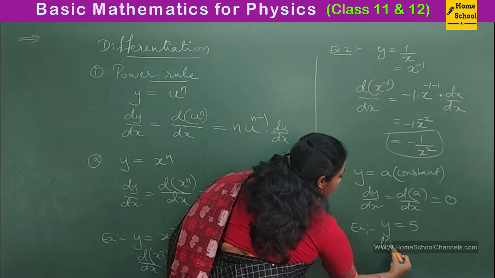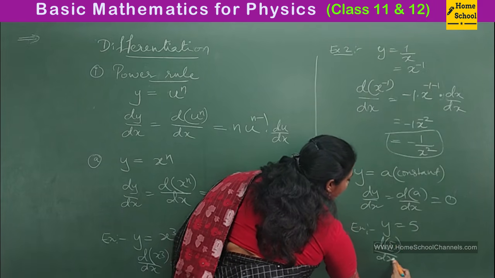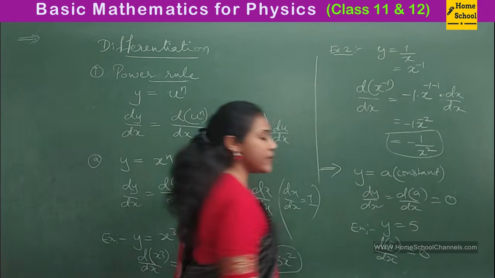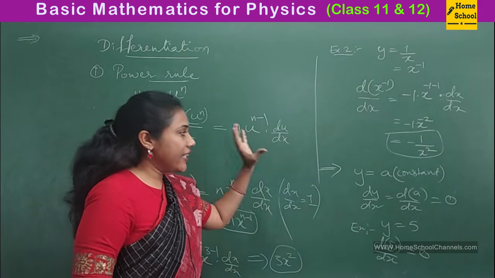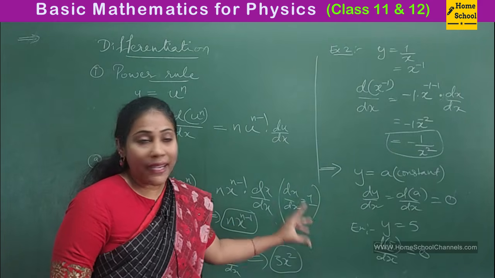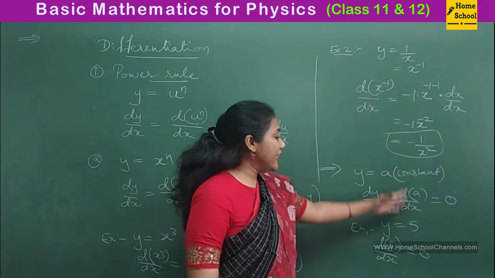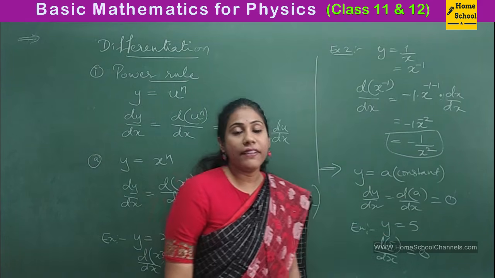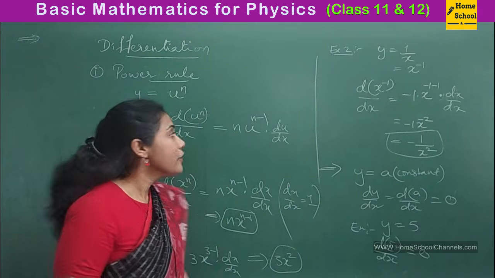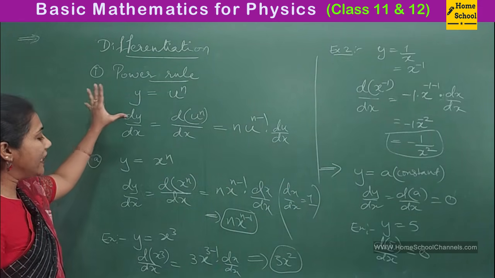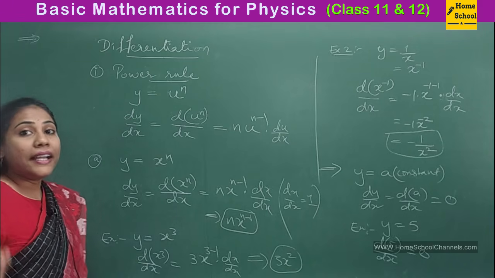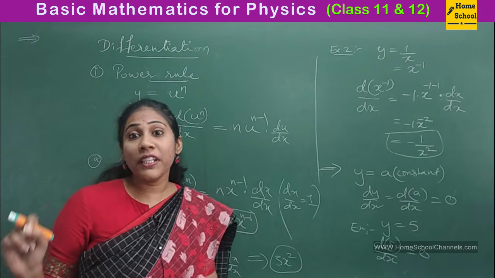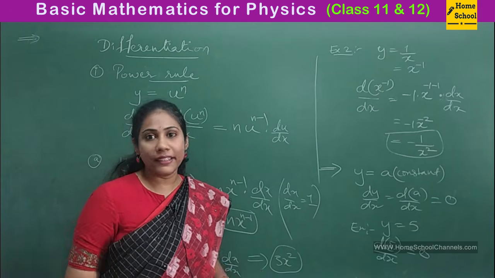So differentiation of 5 with respect to x is always equal to 0. Always keep in mind that differentiation of any constant is always equal to 0. This is a very basic thing one must understand, that is the power rule. And now let us go for the exponential rule and the logarithmic rule.